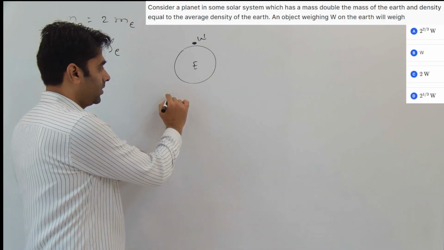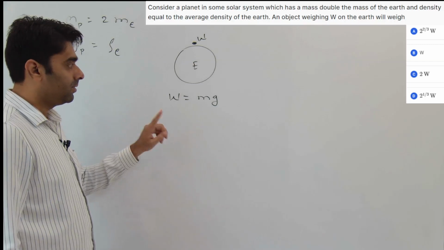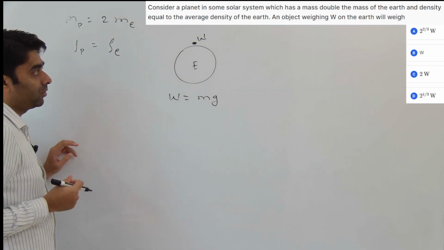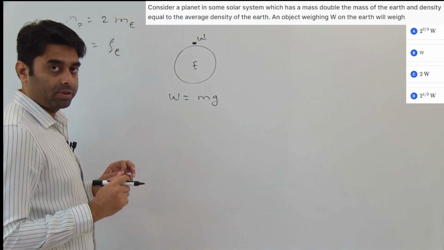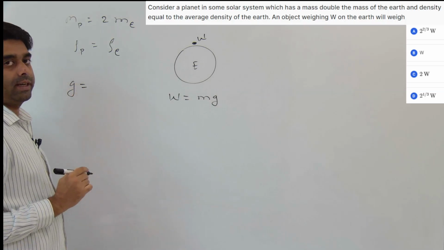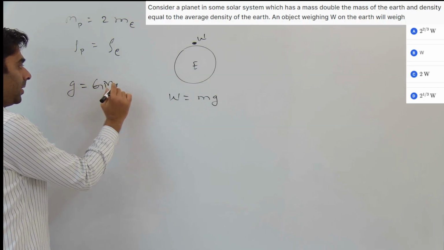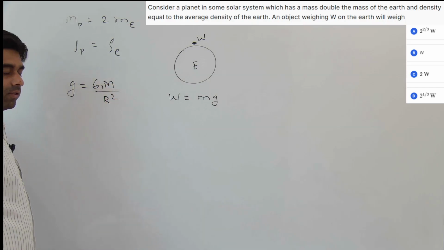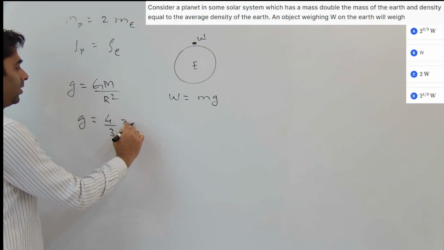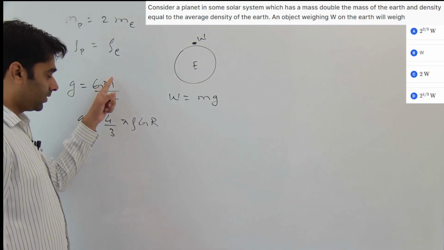Why will the weight change? Because g will change. What is our weight? Weight is basically m into g. Because on another planet, your g value will change, therefore your weight will also change. Now, over here they have given us density, not radius, so we write g in terms of density. The general formula is g = GM by R square. In terms of density, we can write it as 4 by 3 pi rho G R. This is our relation in terms of density.